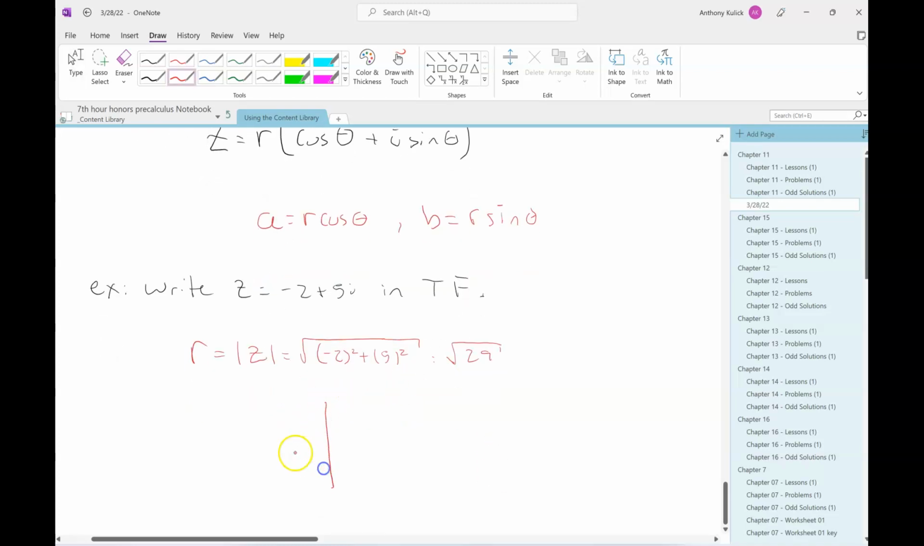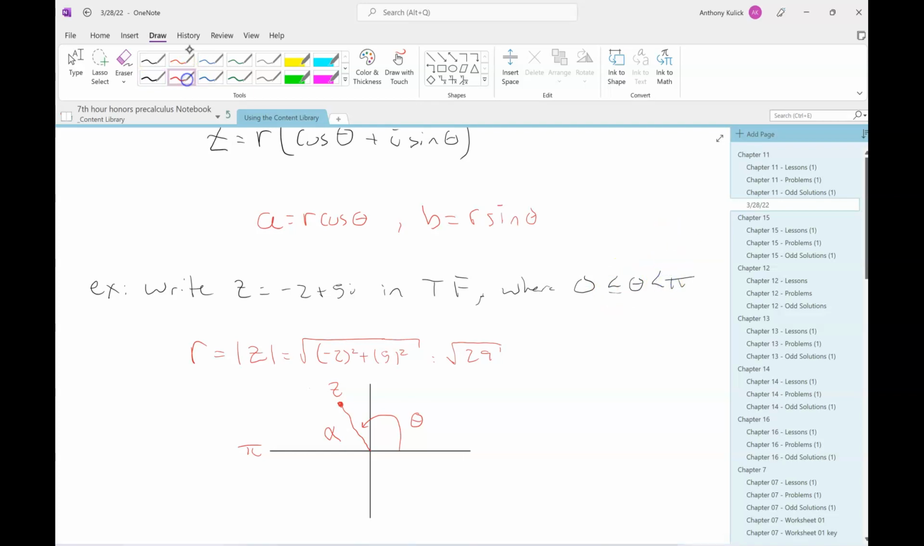And then I'm going to need the argument. To get the argument, I'm going to plot -2, 5. We're looking for this angle theta. So this is my reference angle alpha. And this is pi. Let's add to the directions that my theta should be between 0 and pi, just so we're going to do it in radians.